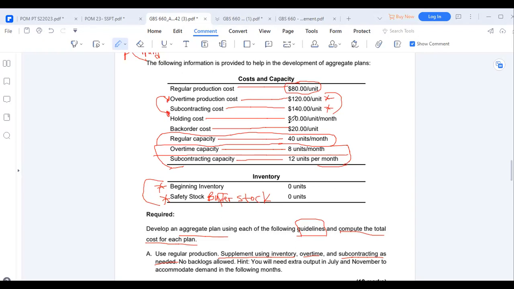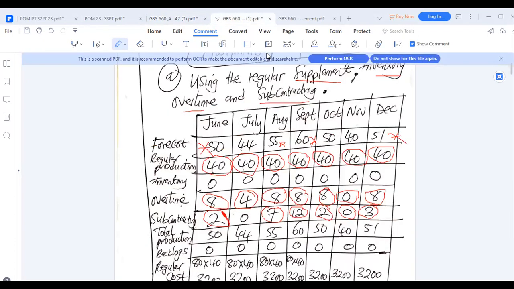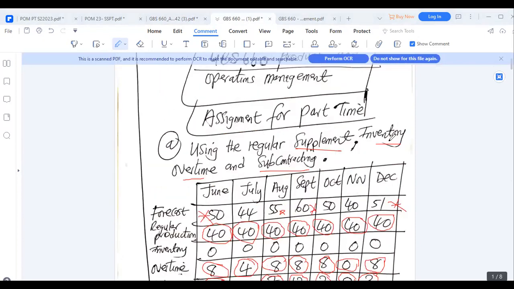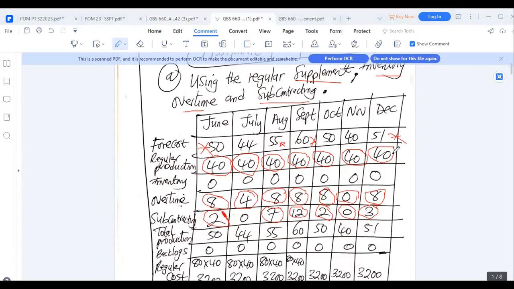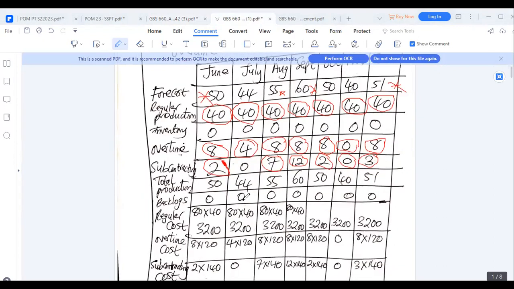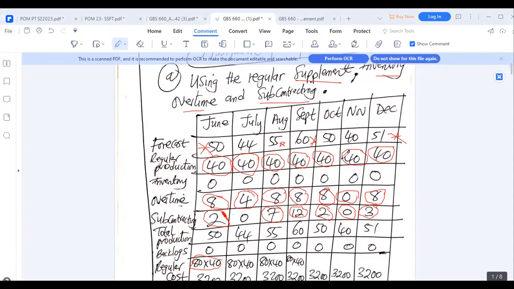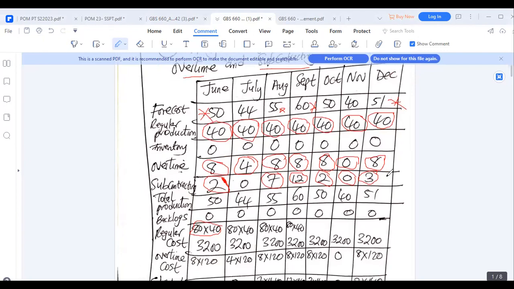All right, so meaning that as we get down to the cost now, we will be able to find the cost. We have the regular basis cost, which is 80 by 40, which is 3,200. So you get 3,200 throughout, meaning that we're multiplying the 40, each of these ones, by 80. So it's 3,200 as a regular cost.